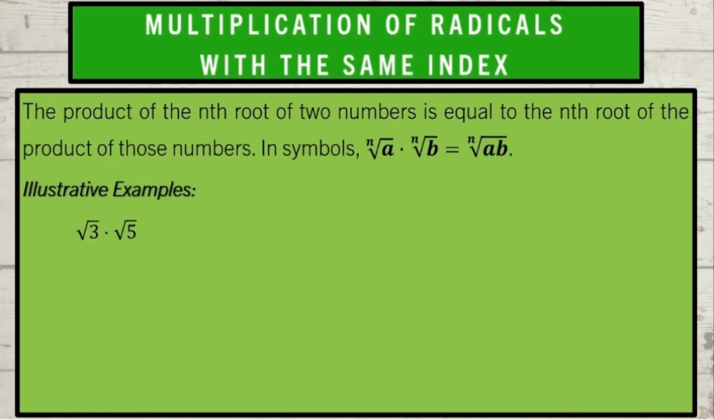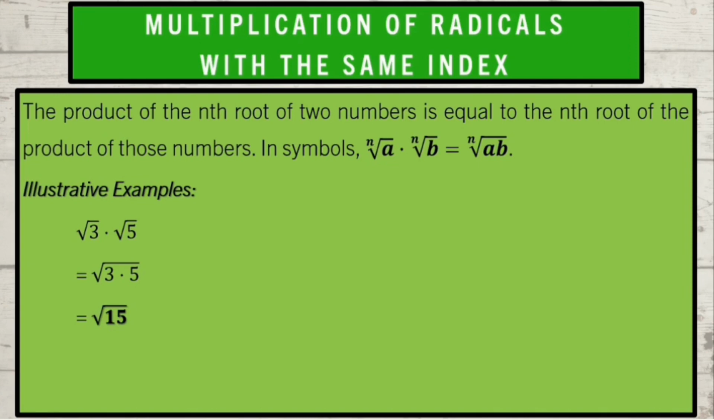For the first example, we have square root of 3 multiplied by square root of 5. Since we have the same index, we will just multiply the radicals. So we will have square root of 3 multiplied by square root of 5, and that is square root of 3 times 5. Then simplify, we will get the square root of 15, which is also our final answer. As simple as that. Easy, right?